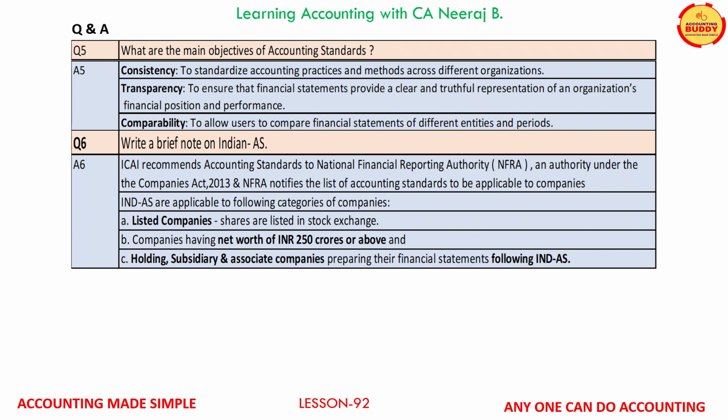Number 1, listed companies, the companies whose shares are listed in the stock exchange. Number 2, companies having a net worth of INR 250 crores or above. And number 3, holding and subsidiary and associate companies preparing their financial statements following Indian accounting standards.